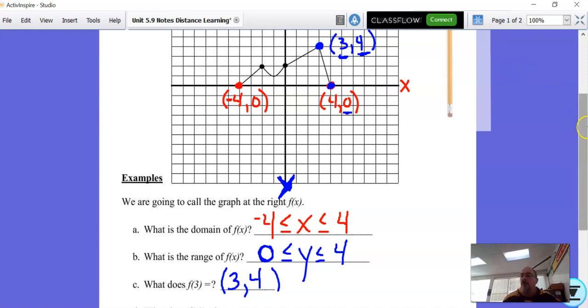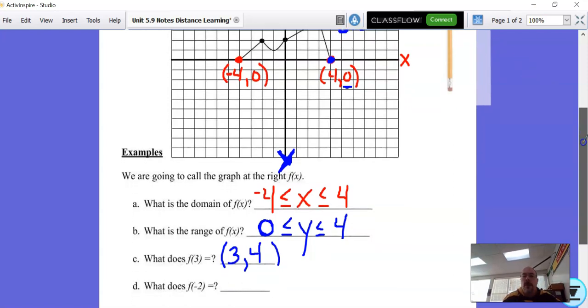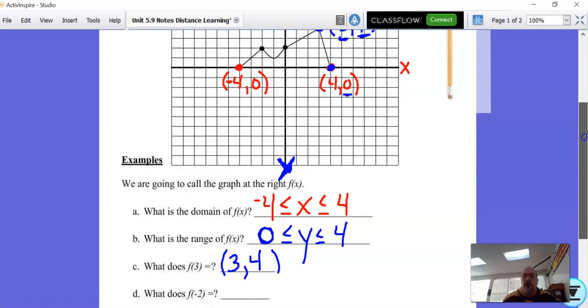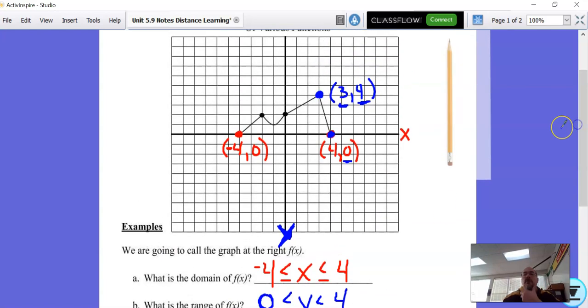Okay, let's look at the next one. What's negative 2's partner? Well, I don't think I have that marked. So let's go over here. What dot is the x value? Oh, it's this one right here. That's where the x value is a negative 2. What's that negative 2's partner? Looks like positive 2. Well, that's my answer.